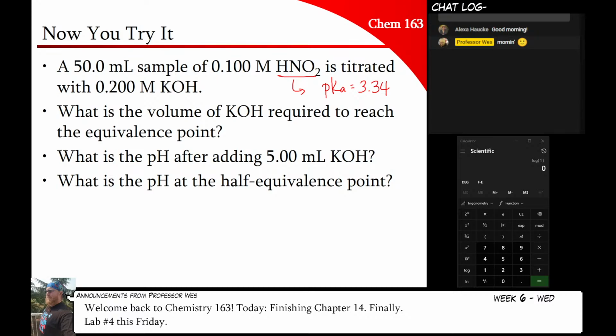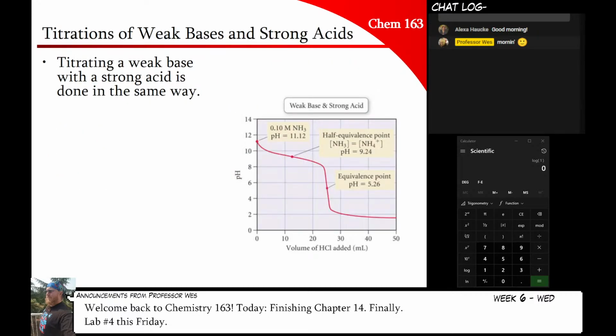All right, so we talked about strong base reacting with weak acid. What if we go the other direction? What if we do weak base with strong acid? Well, if we do a weak base, the pH starts really, really high instead, and then it just goes down. And then the reaction curve looks kind of like we have mirrored everything around the equivalence point, more or less.